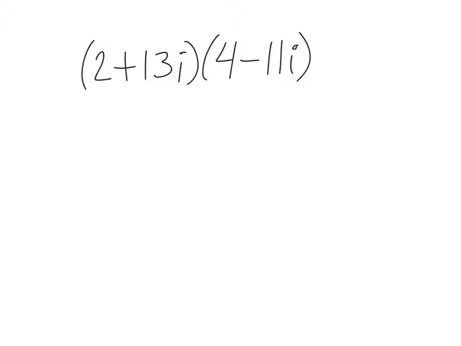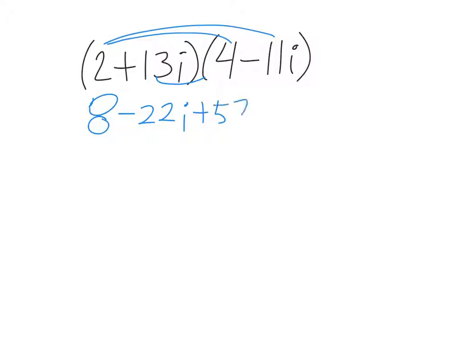Cool. Anyway, so here we're going to do some distribution. 2 times 4 is 8. 2 times negative 11i is negative 22i. 13i times 4 is plus 52i. And 13 times negative 11 is going to be negative 143i squared. That was another person saying hi.